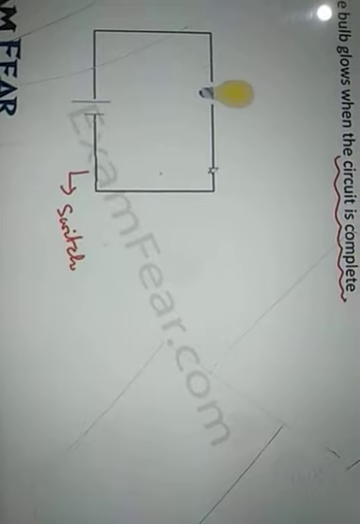Right now the bulb is not glowing and the switch is off. What happens? As soon as we switch it on, the bulb glows. Now do you understand what happened when we switch it on? As soon as we switch it on, the circuit became complete, and everywhere you can see this line.